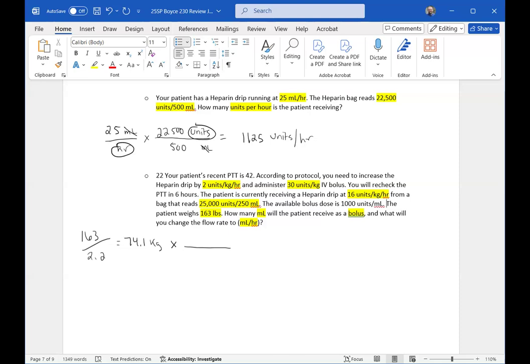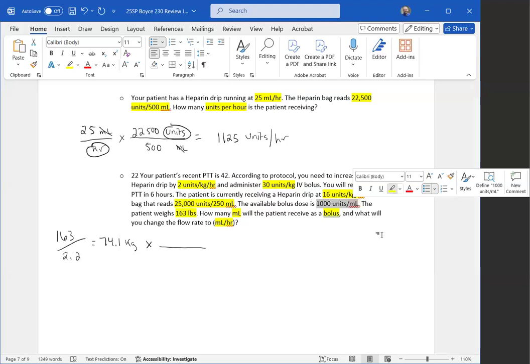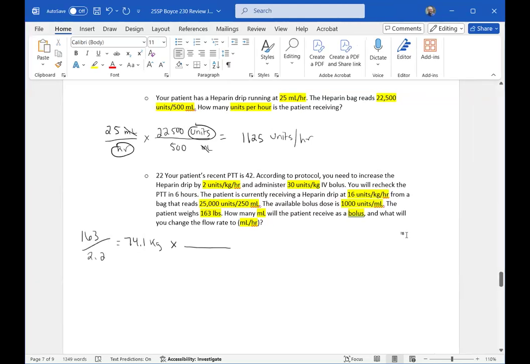So if you come back to this, there were some details that were missing in this, and I just added in a really important one, and that's probably why the question said how many units of bolus. But I wanted you to practice because I think when you get this question, you're going to convert it into ml.